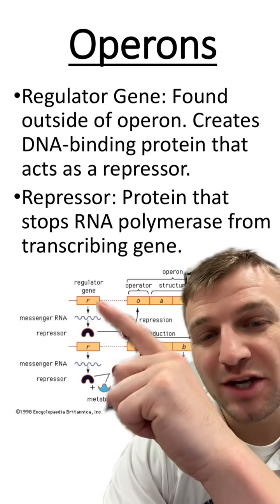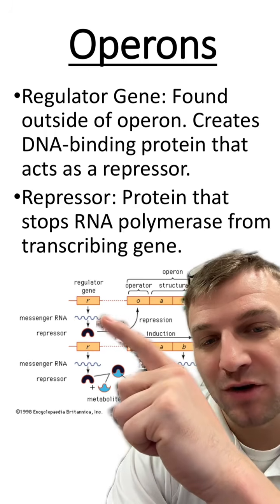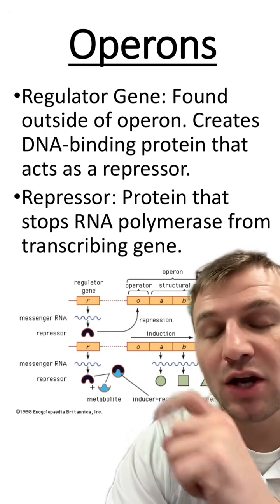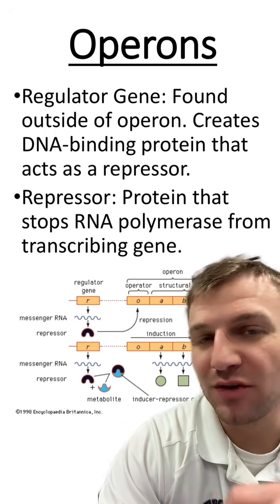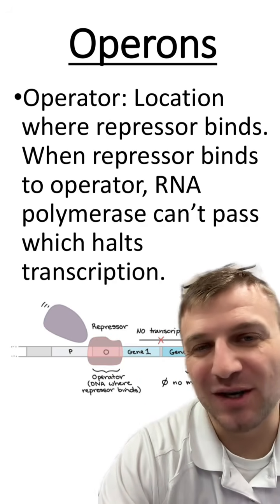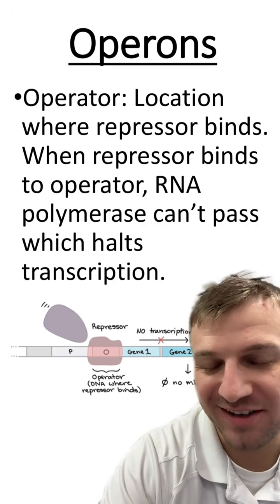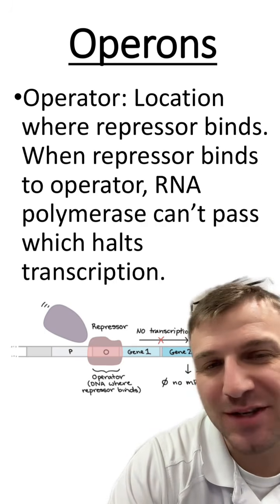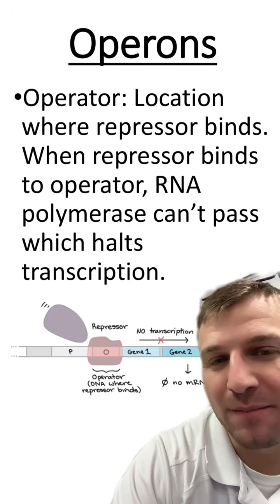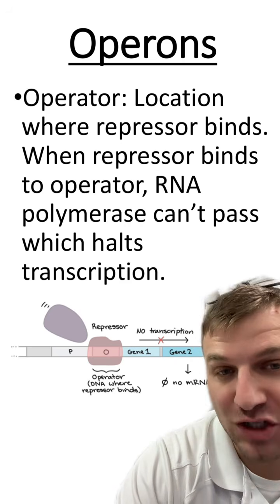You can see in our illustration the regulator gene is going to make an mRNA sequence that's going to make a protein called a repressor. And this repressor is going to bind to a location called the operator, which again takes us to our last part of the operon called the operator. The operator is the location where the repressor is going to bind, and again, it's just a sequence of DNA that's going to be usually found between the promoter and the set of genes.